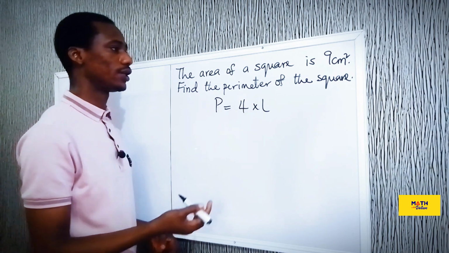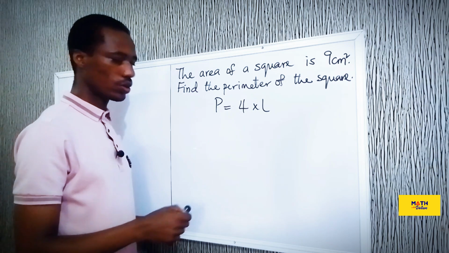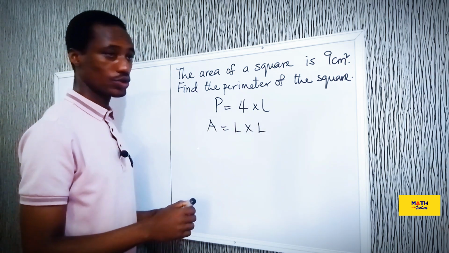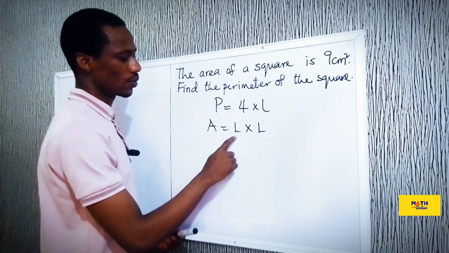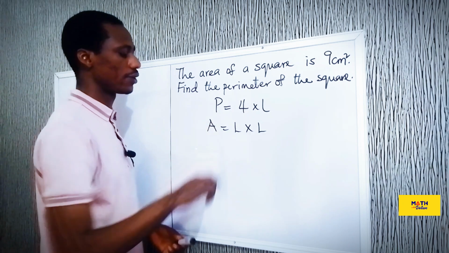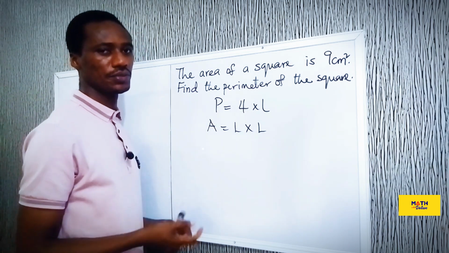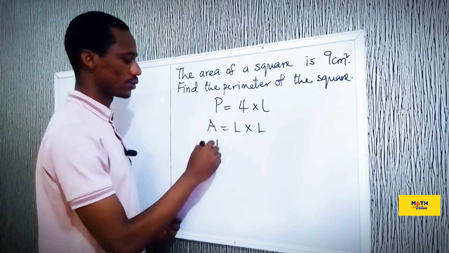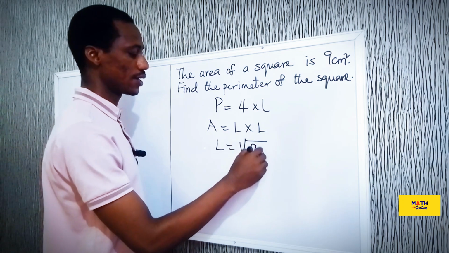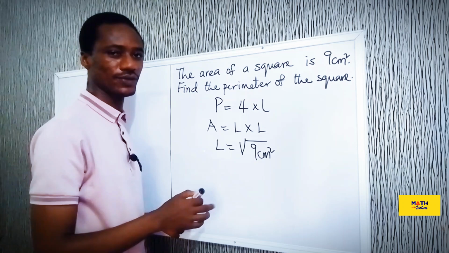Here we don't have the length, but from the area of the square, we can find the length, because we know that the area of a square is length times length. So all we are looking for is what number we multiplied by itself to give us the area. That's simply taking the square root of the area. So length is the square root of the area, and the area is 9 centimeters squared. What did we multiply by itself to give us 9?